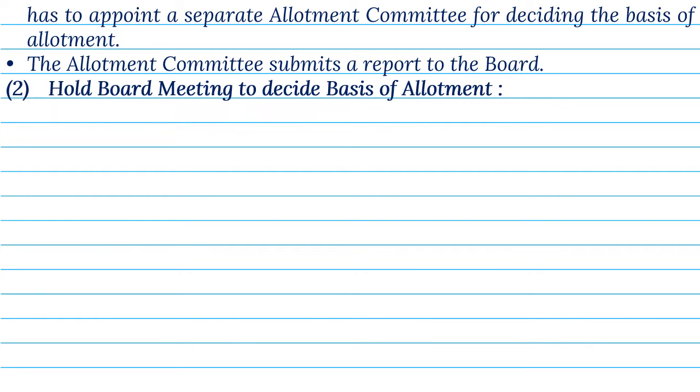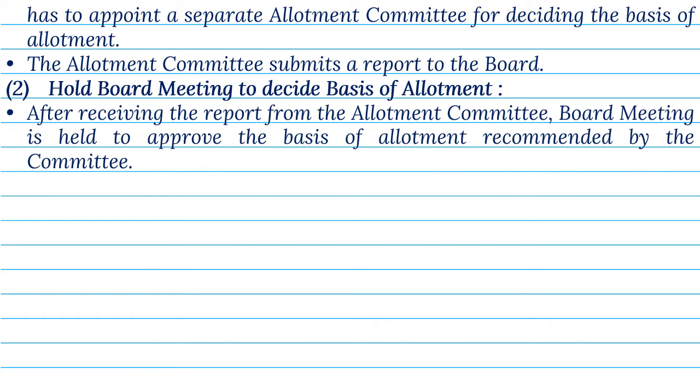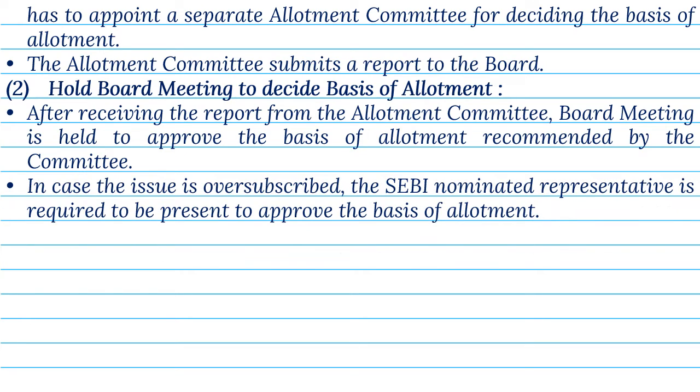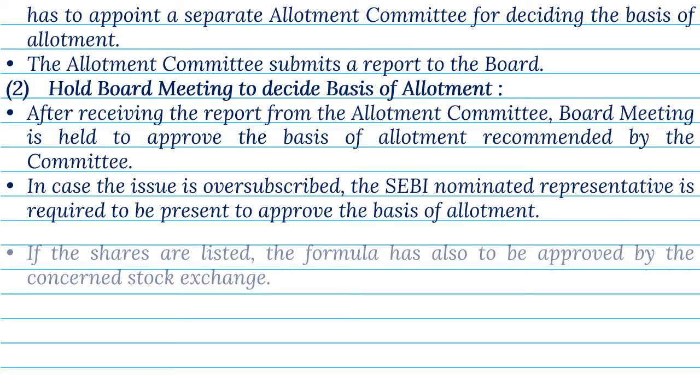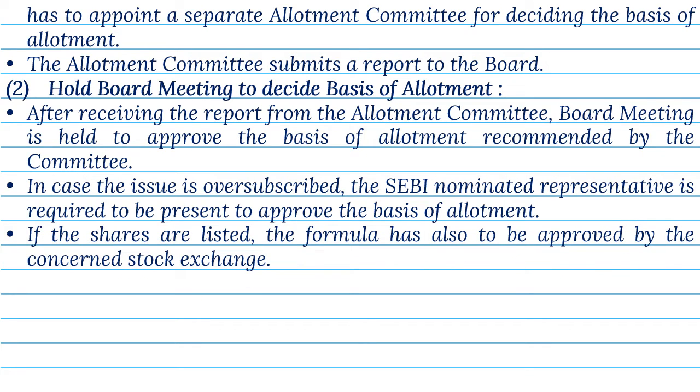2. Hold Board meeting to decide basis of allotment. In case the issue is oversubscribed, the SEBI nominated representative is required to be present to approve the basis of allotment. After receiving the report from the allotment committee, Board meeting is held to approve the basis of allotment recommended by the committee. If the shares are listed, the formula has also to be approved by the concerned stock exchange.